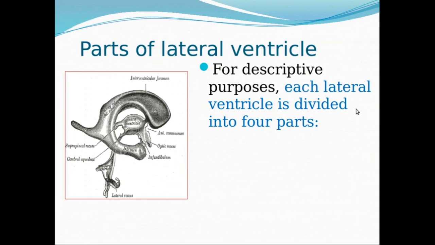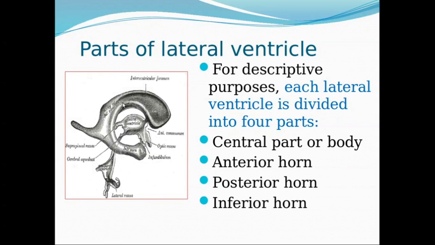For descriptive purposes, each lateral ventricle is divided into four parts. You are seeing here, this is the lateral ventricle and this is the third ventricle. Communication is called the interventricular foramen of Monro. So what are the four parts? This is the main part, this is the extension in front, this is the extension behind, and this is the extension below. So they are the four parts. Central part is the body, and this is the anterior horn, this is the posterior horn, and this is the inferior horn. So we have to see each part of the lateral ventricle and its relations.